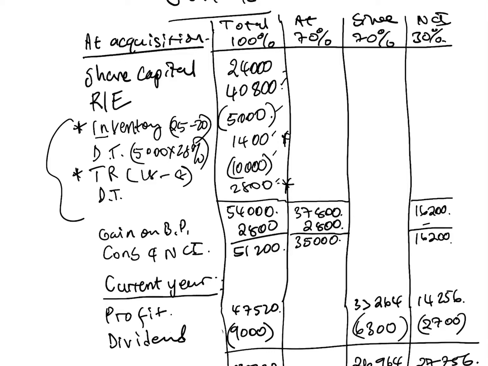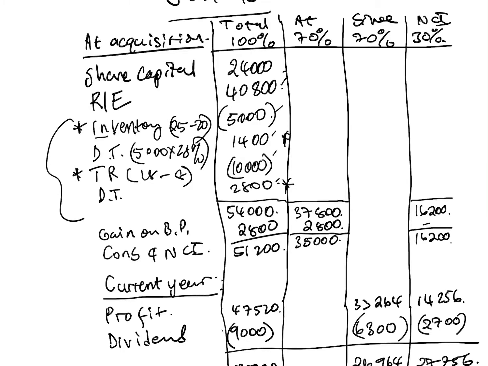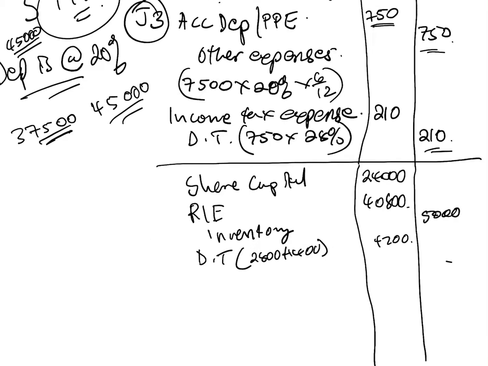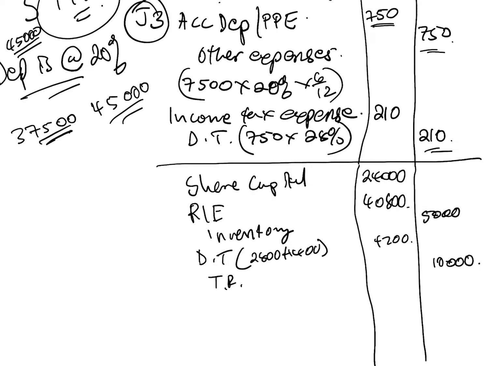So 2.8 plus 1,400 is going to give us 4,200. It's a debit, right? Then we are going to credit our trade receivables, 10,000. Are we together?